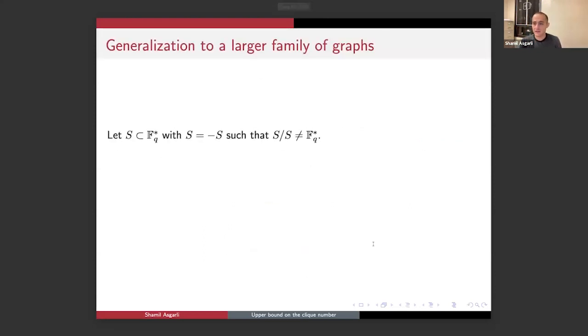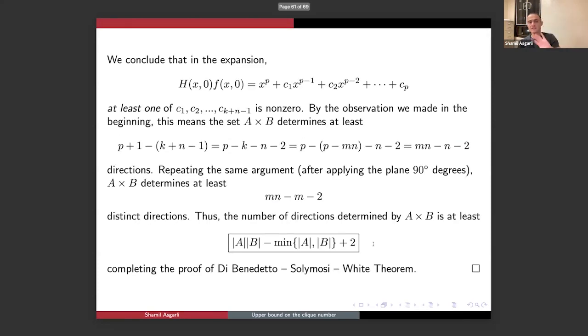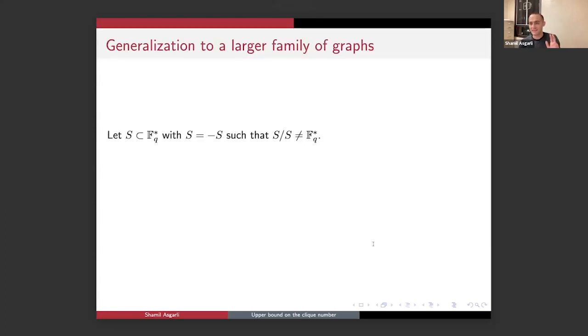And then last 2 slides. Let S be a subset of FQ star. So this proves the Di Benedetto, Solymosi, White theorem. I just want to say one new result in the field, and this result is going to extend the results that we discussed to the case of more general graphs than just Paley graphs. And we have following definitions.